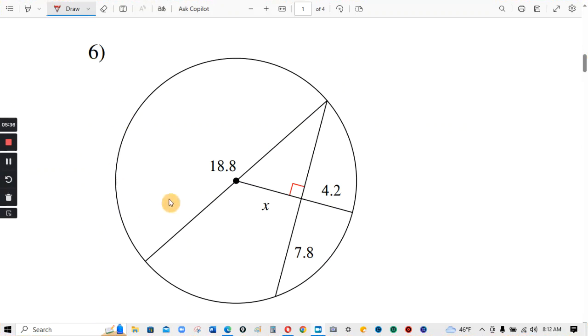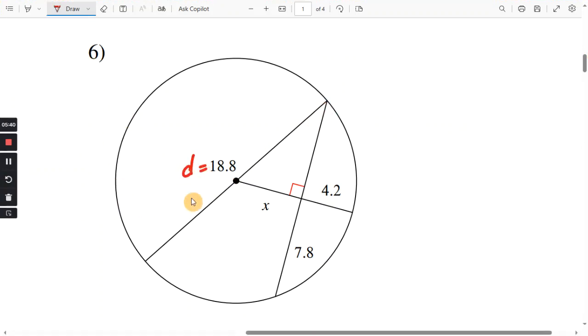Number 6 is the same thing. This right here is your diameter. Take half of that, it's going to be your radius. And this right here is also a radius, x plus 4.2. Set them equal and solve for x.